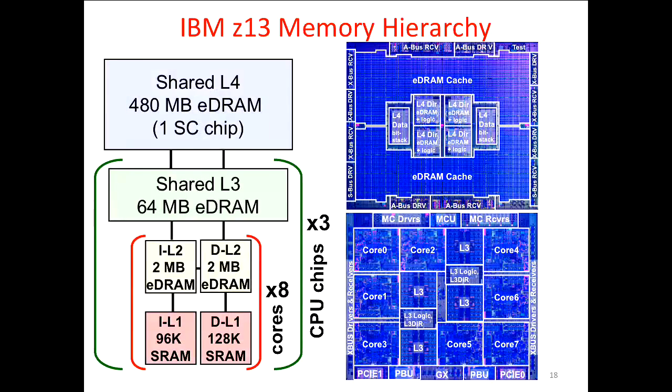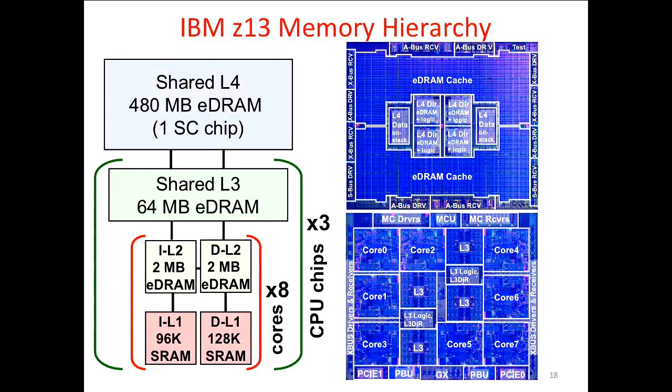What you're seeing here is the memory hierarchy on this chip. Each of the 8 cores has 96 kilobytes of level one instruction cache, and 128 kilobytes of level one data cache. That's the innermost piece of the memory hierarchy for each core. In this processor, instruction and data each have a second level. It's actually split at the second level. A lot of systems have it unified at that level, but in this system, it's still split. So there's 2 megabytes of level two instruction cache for the core and 2 megabytes of level two data cache for the core. The next level out is a shared L3 cache.